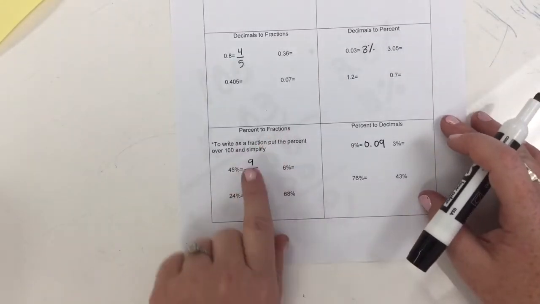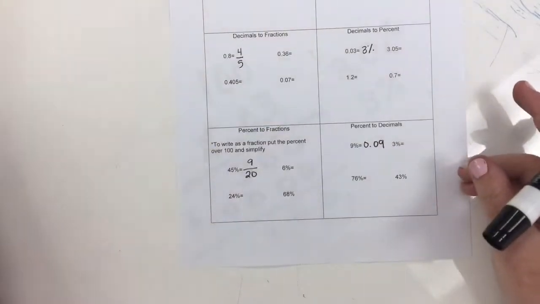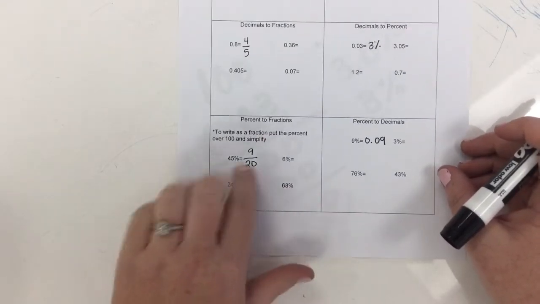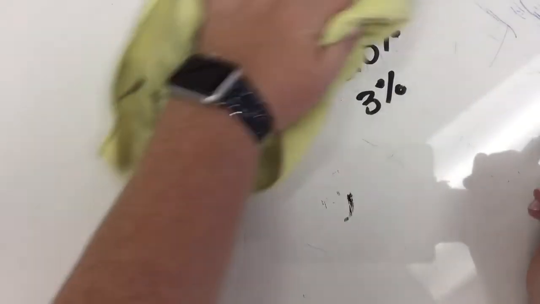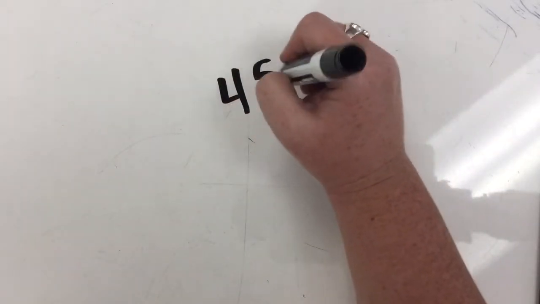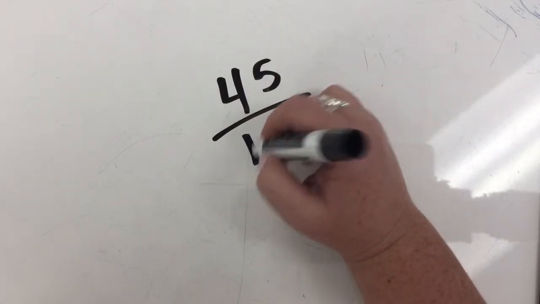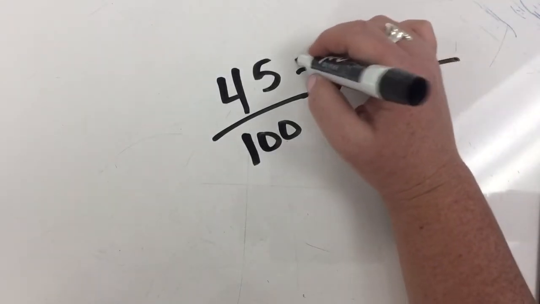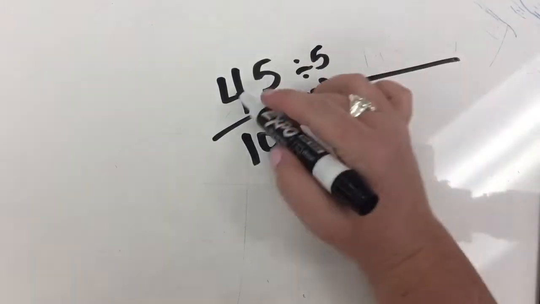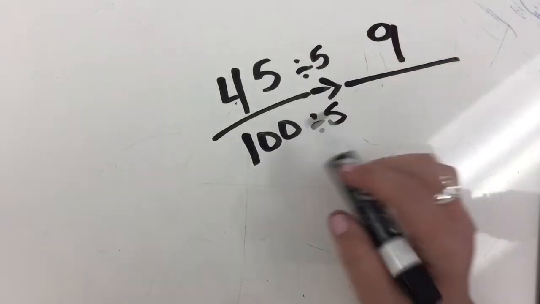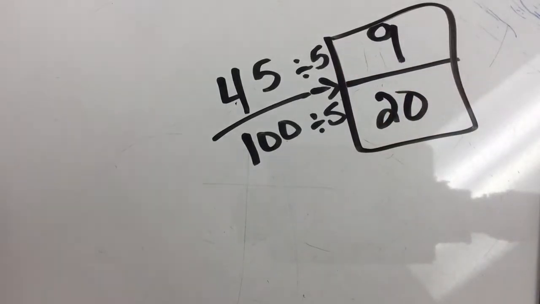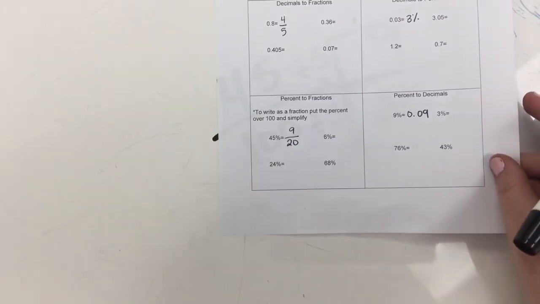Second to last is percent to fraction. So just like I told you on the notes right back here, the percent to fraction, you're going to write it as a fraction and put the percent over 100 and then simplify. So my first one is 45%. 45% over 100. I can reduce that by 5. So divide that by 5, divide that by 5. 45 divided by 5 is 9. 100 divided by 5 is 20. There is my fraction, 9/20, which is what I got here.